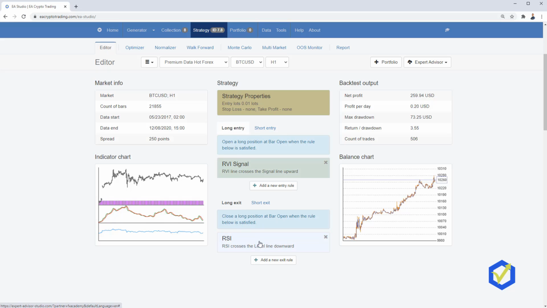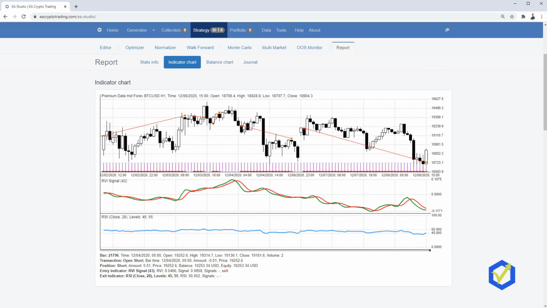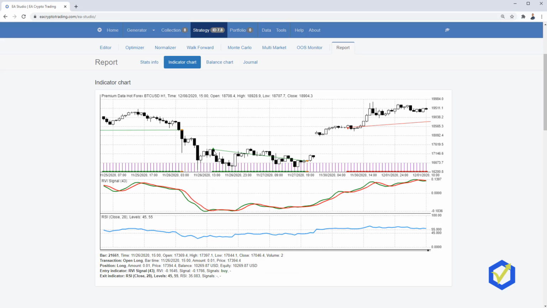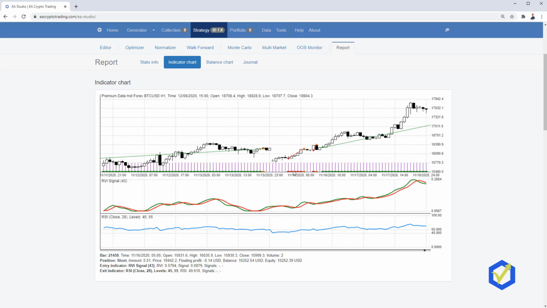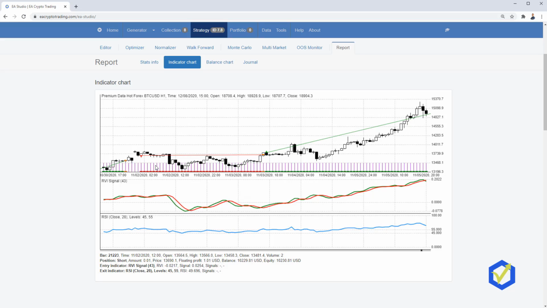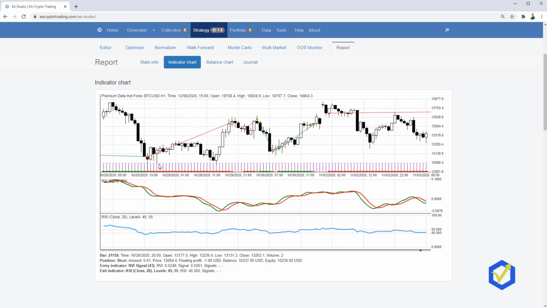And for the buy, the exit is RSI crosses the level line downward, right? So if I click one more time on the indicator chart, you can see that I have the sell trade right after the RVI crosses the signal line downward. In this case, that's why I have a sell trade. Here I have a buy. The RVI crosses the signal line upward. Here it is. All right, so we can see very clearly where all trades were opened and closed. And by using this software long enough, this gave me a great experience and knowledge about how the expert advisors actually work when they open trades.